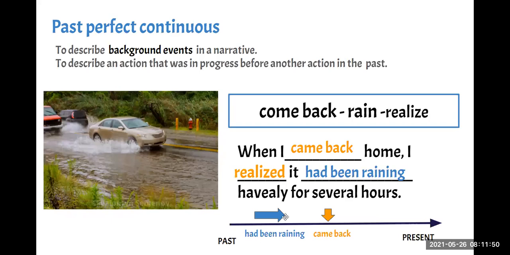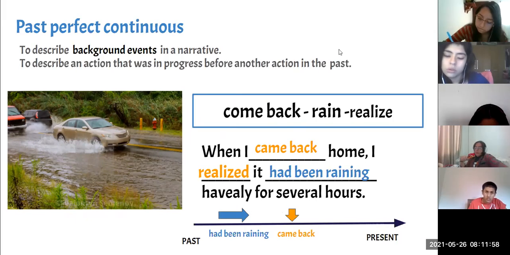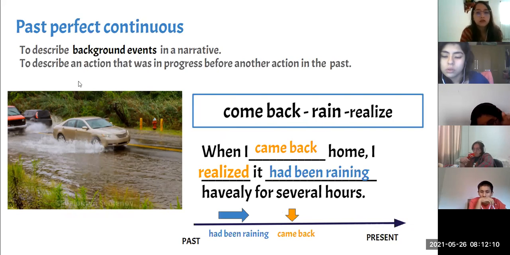I don't know if you have questions about these tenses. Any questions? Let's practice. Yes. What's the difference between the past perfect continuous and the past continuous? That the past perfect continuous always had happened or had been happening before another action in the past.